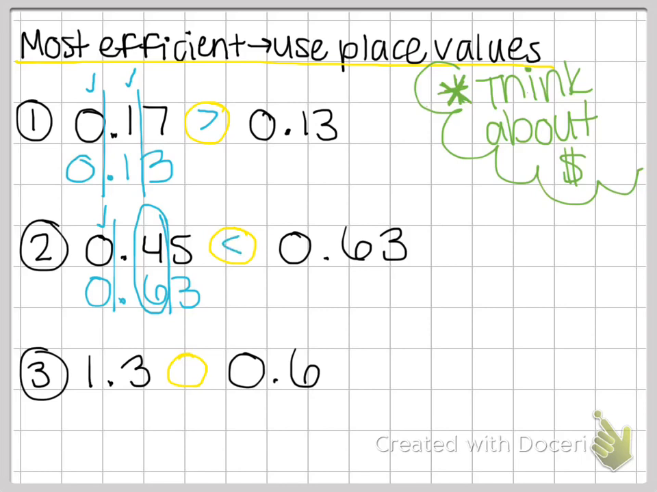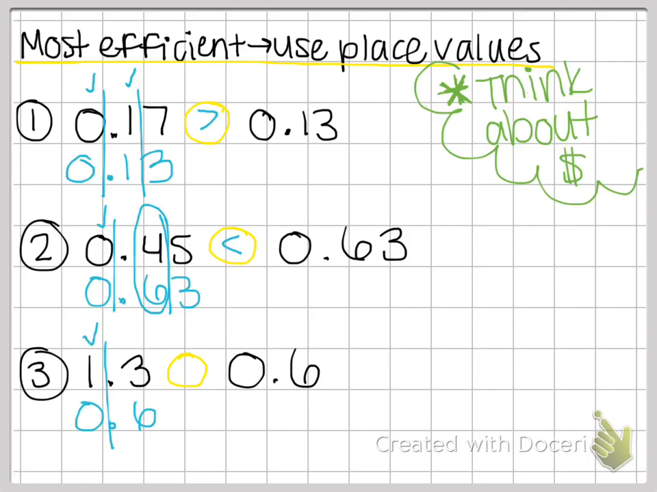So therefore 63 hundredths is greater than 45 hundredths, and 63 cents is greater than 45 cents. So using that money reference to double check my answer confirms that 63 cents is greater than 45 cents. All right, number 3, again, copy down your second decimal, make sure everything is lined up, and start comparing.